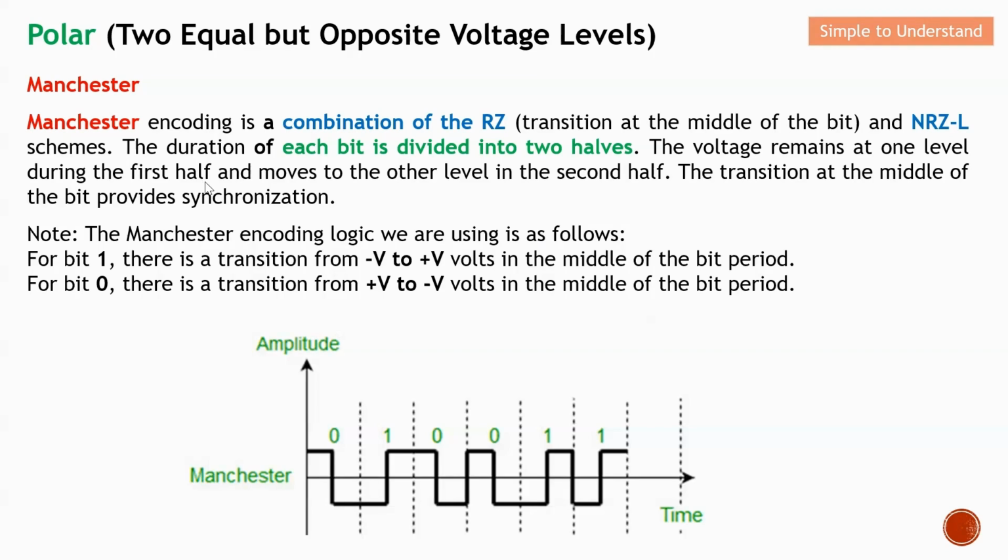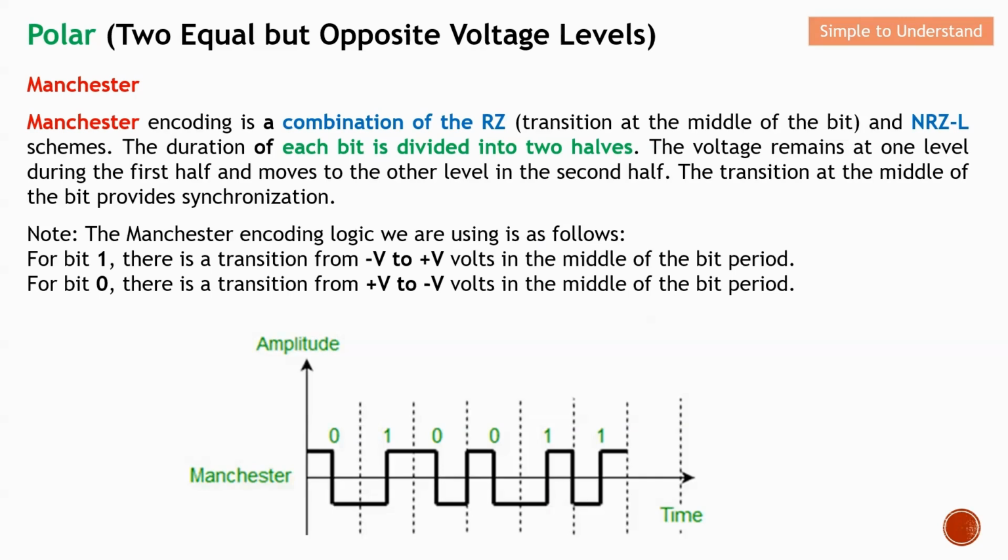Let's take a look at an example in order to understand better. For example, when the message is bit number 1, I'm going to have a move from minus to plus. This is what we call the rising edge. When the bit is equal to 0, I'm going to have a transition from plus to minus, which we know as a falling edge.